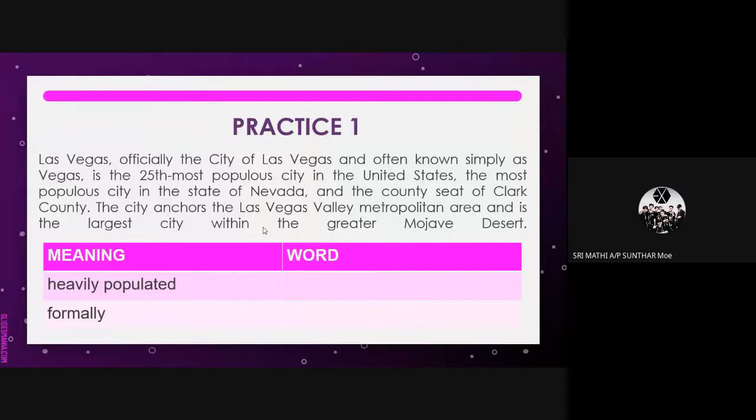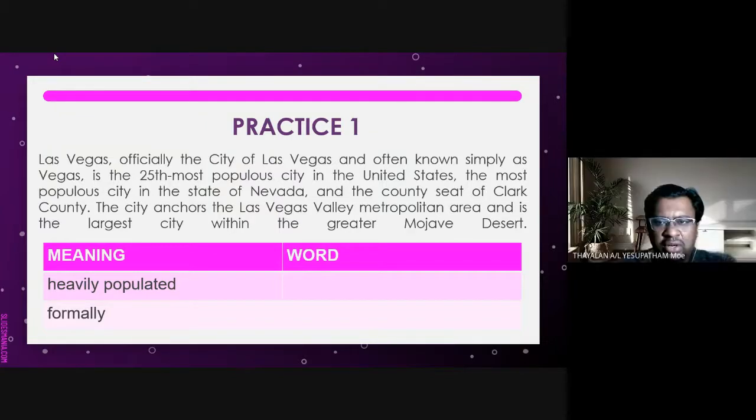Las Vegas, officially the City of Las Vegas and often known simply as Vegas, is the 25th most populous city in the United States, the most populous city in the state of Nevada, and the county seat of Clark County. The city anchors the Las Vegas Valley metropolitan area and is the largest city within the greater Mojave Desert.